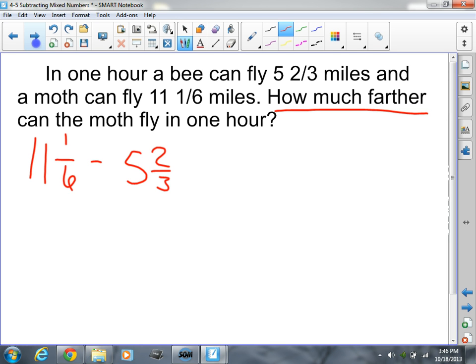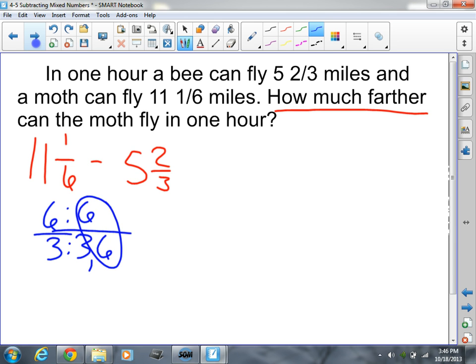So my first order of business, just like always, is to subtract the fractions. Now remember, I cannot do this until I have a common denominator. So let's go ahead and find that first. It should all be review. 6 and 3, so it's going to be 6. So that's my common denominator. So let's go ahead and take 2/3. 3 times 2 equals 6. 2 times 2 equals 4.